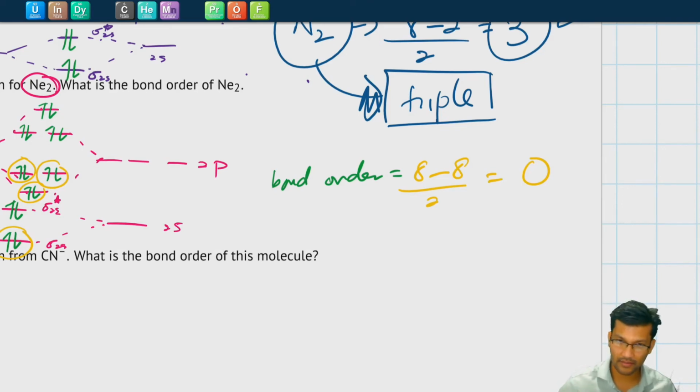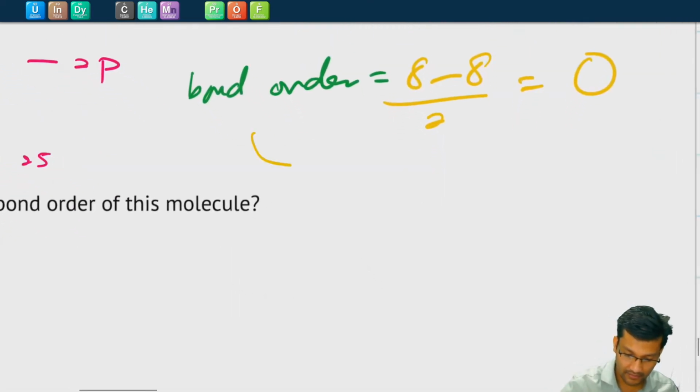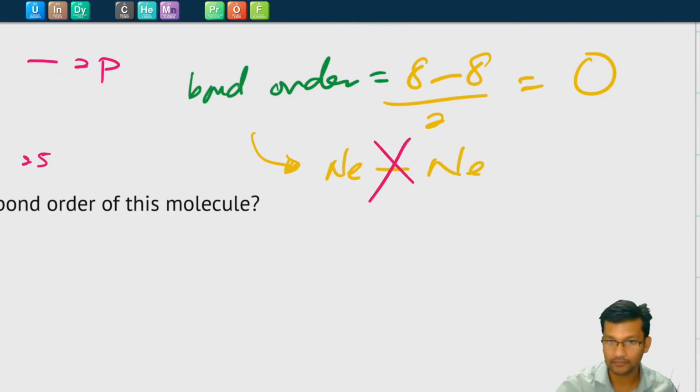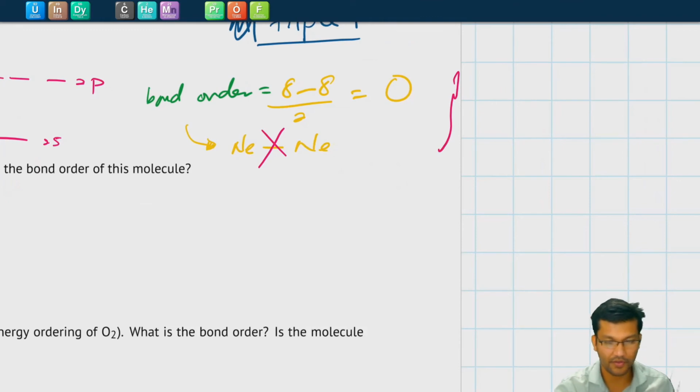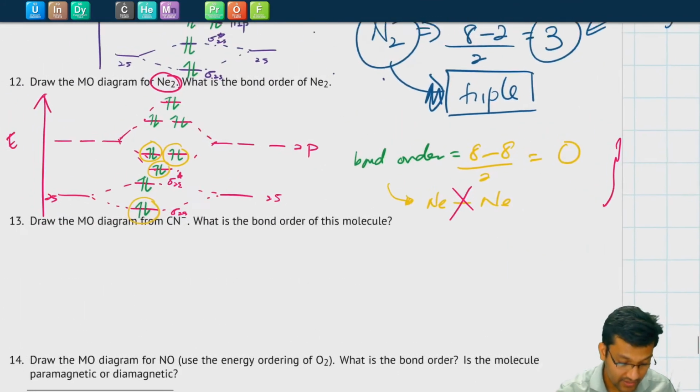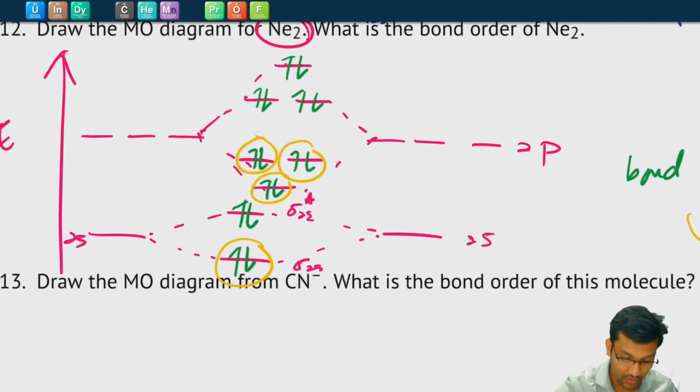What does that mean? Well, it means that neon doesn't form a bond with neon. Of course, this is something you could have told me, because you would have been able to tell me that neon is a noble gas. It doesn't form bonds with anything. So why are we worrying about all this? But I wanted to show you how, from a molecular orbital theory point of view, it tells us that neon shouldn't form a bond.